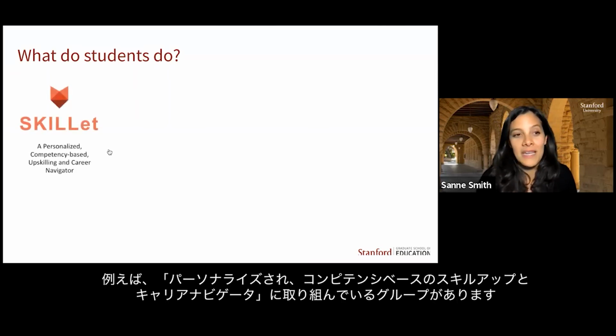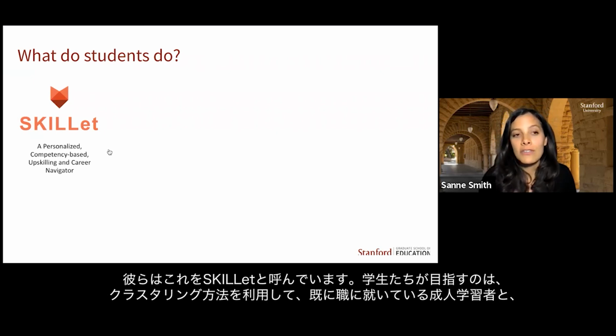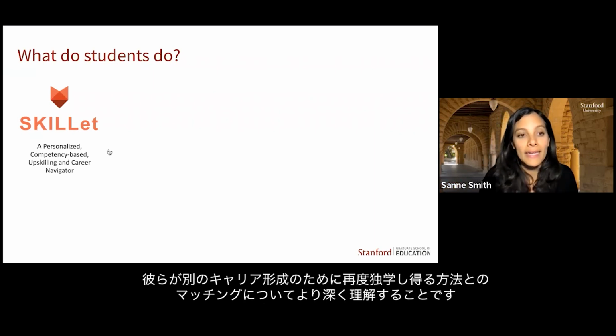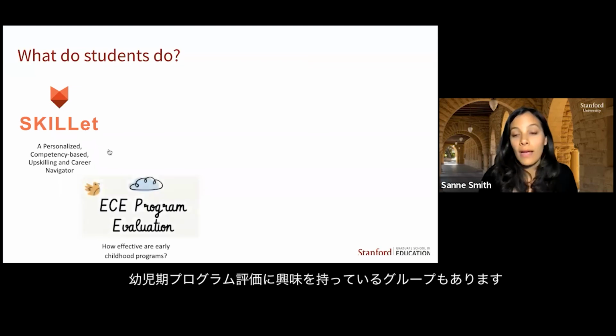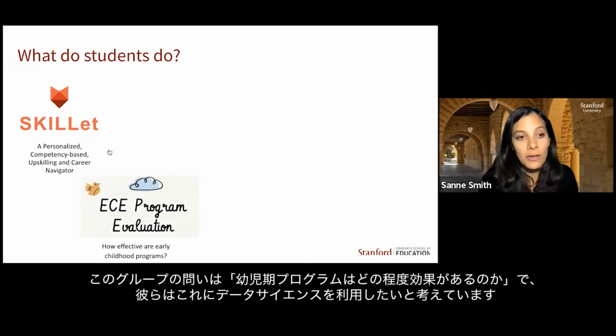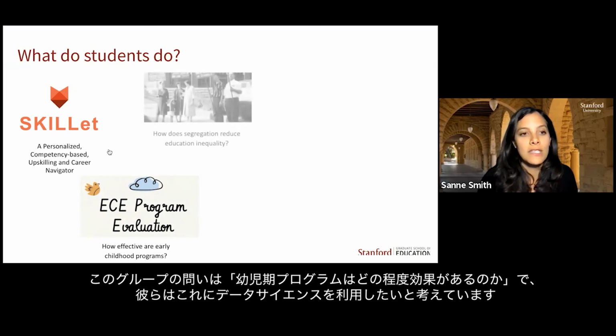So we have a group, for example, that is working on a personalized competency-based upskilling and career navigator. They're calling it Skillet. What they like to do is use clustering methods to better understand a match between adult learners that already have a job and how they might re-educate themselves to a different career. We have a group that is interested in early childhood program evaluation. Their question is, how effective are early childhood programs? And they want to use data science for that.